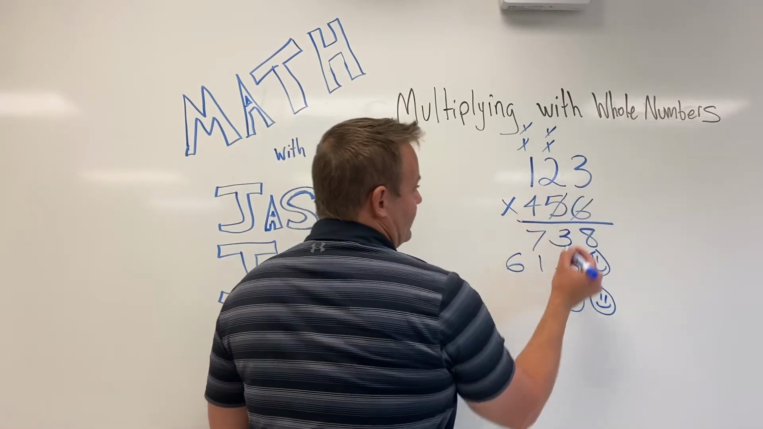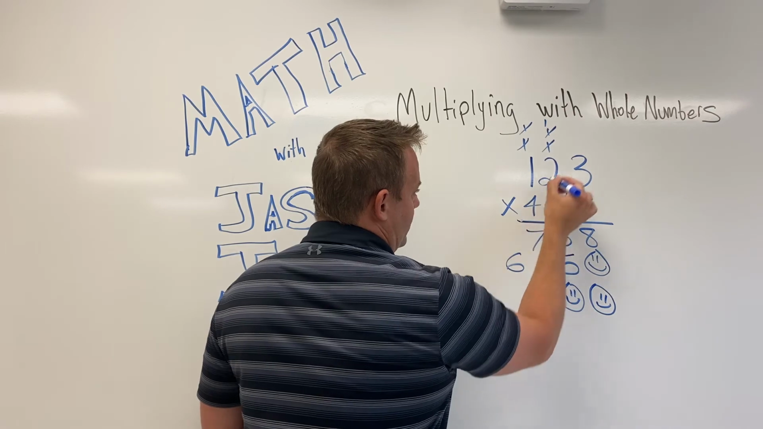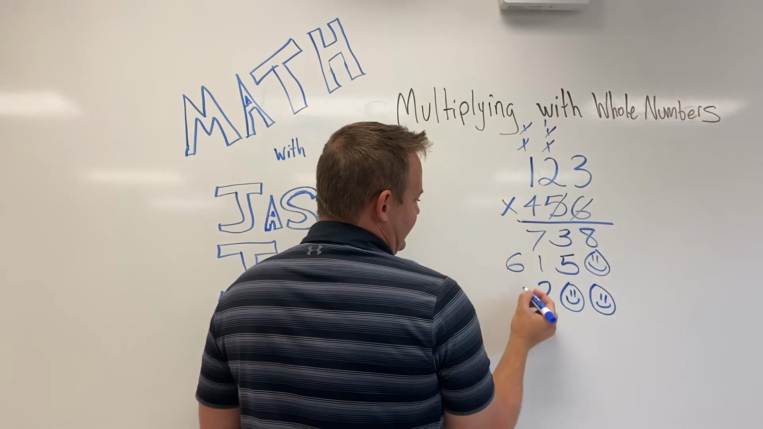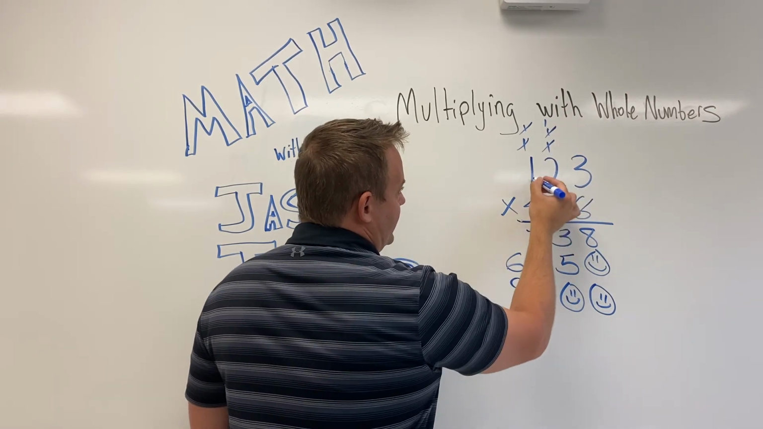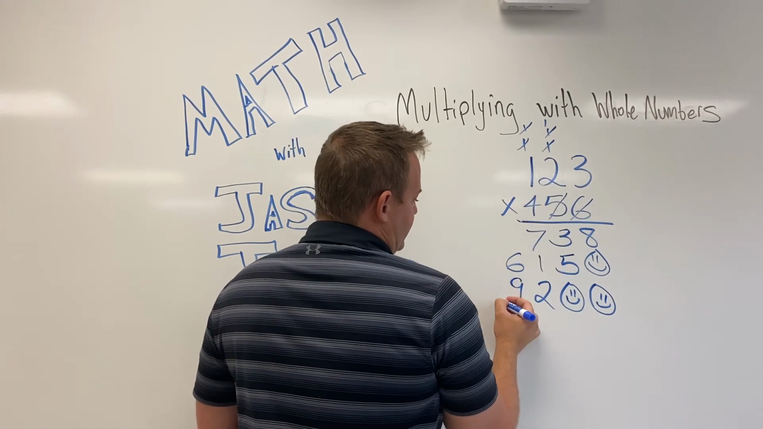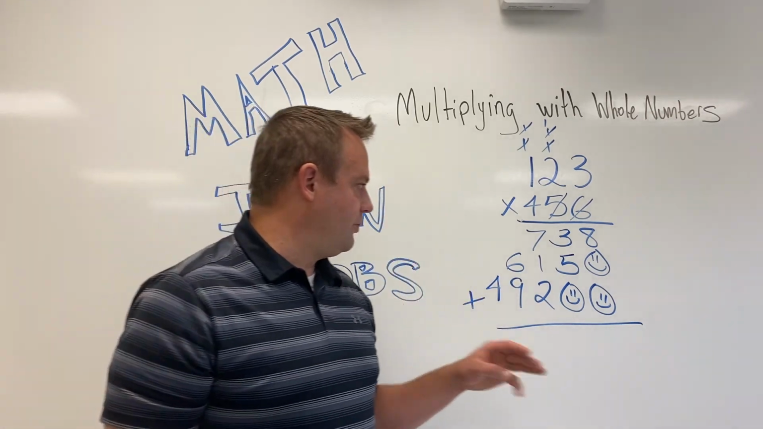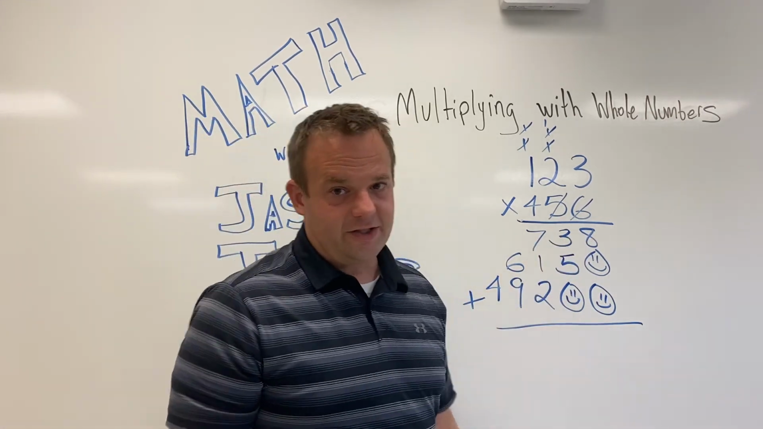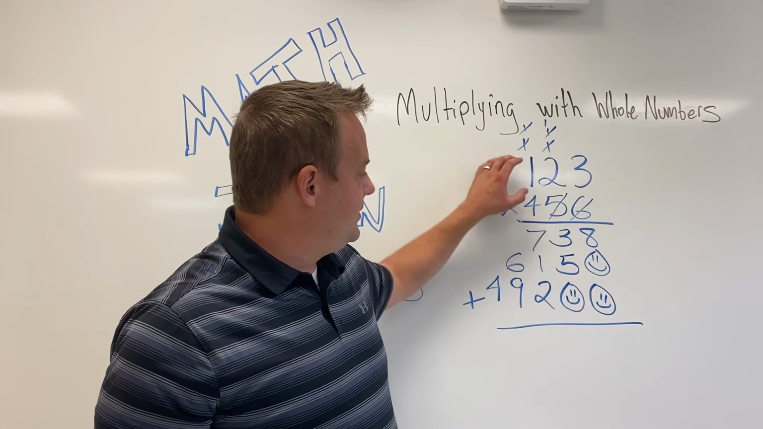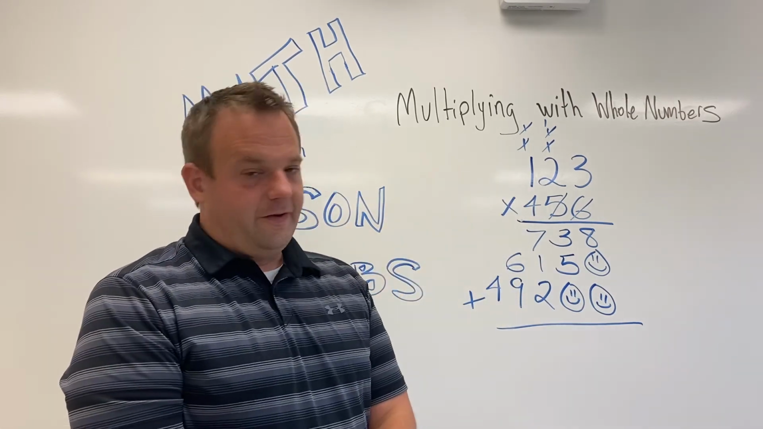Now, 4 times 3 is 12, carry the 1. And 4 times 2 is 8, plus 1 is 9. And 4 times 1 is 4, and there's nothing to add there. So I'm just gonna put 4. And now we have 3 partial products. We're gonna add up the partial products now to find the product of the 2 factors, 123 times 456.